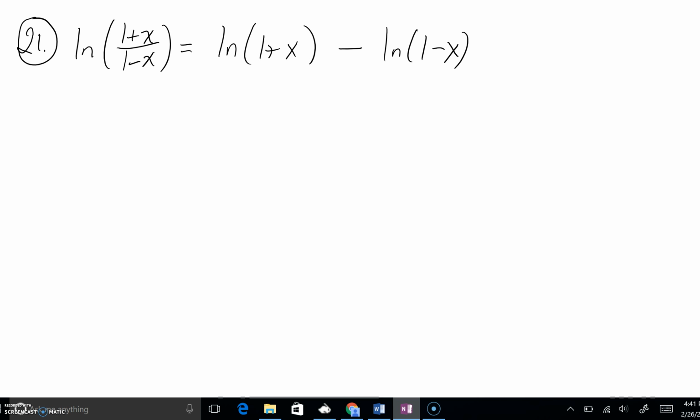For number 21, we're asked to find a power series representation for the natural log of (1 plus x) all over (1 minus x). Start by using the division property of logs. You would find that you have the natural log of 1 plus x minus the natural log of 1 minus x. Now, really we need to get to some power series that we recognize, specifically working as much as we can with 1 over 1 plus x or 1 over 1 minus x.